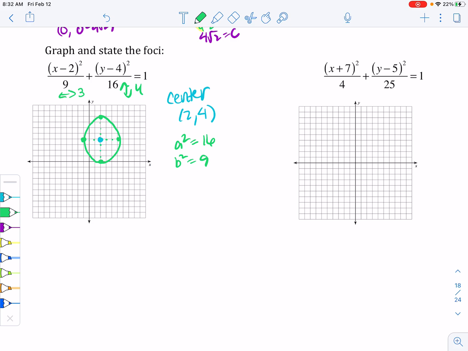Okay, so if we're going to find our foci here, notice you have to go along your major axis. So remember that your major axis is the one that's bigger. So this is our major axis. So we're going to go from our center, and then we're going to move up and down by our c value. So to find our c value, we're going to do c squared is a squared minus b squared. So 16 minus 9 gives us 7. So that means that c is root 7. So that means I'm going to go from the center up by root 7 and down by root 7.